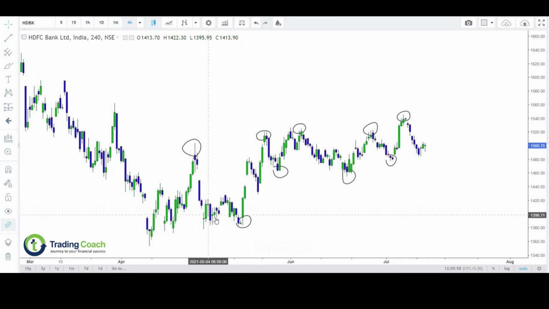Also you can notice I have left out all the minor movements, wherever I'm seeing small minor moves, minor swing highs and minor swing lows. I'm not considering those because they're not that important. Especially if you're a price action trader, you need to focus on the major market behavior. You should ignore all these minor ones.